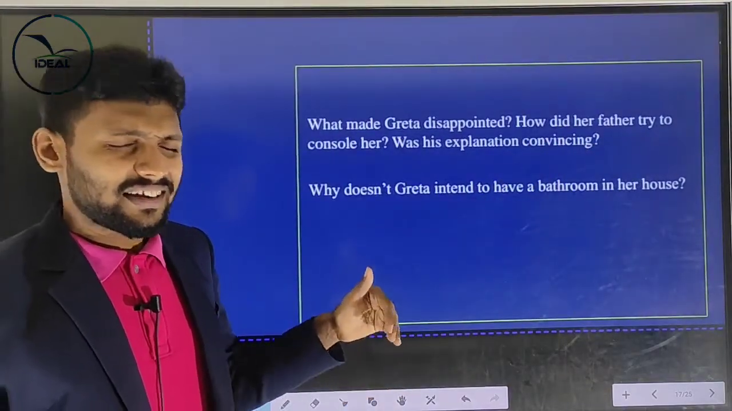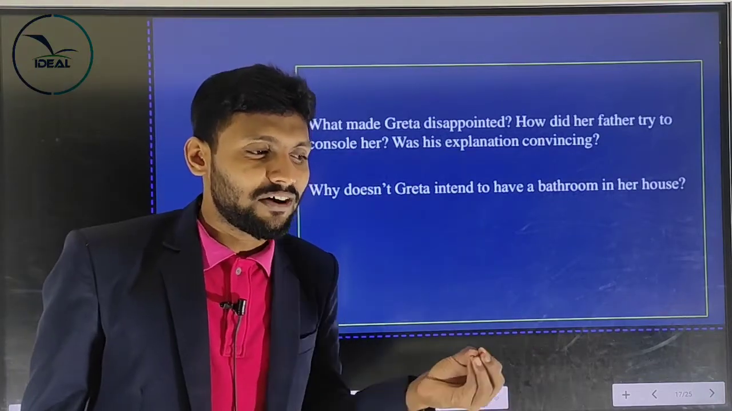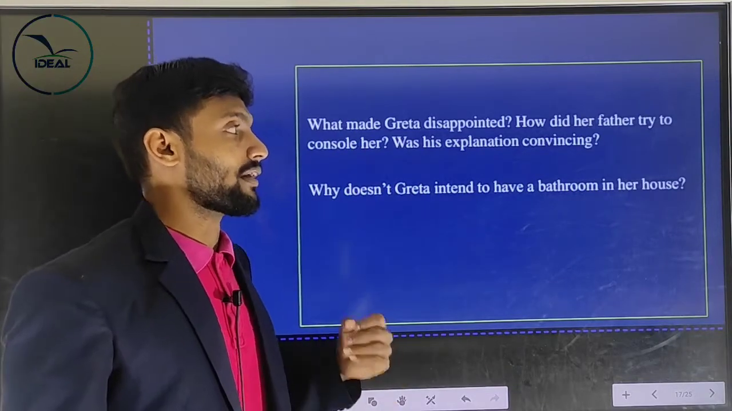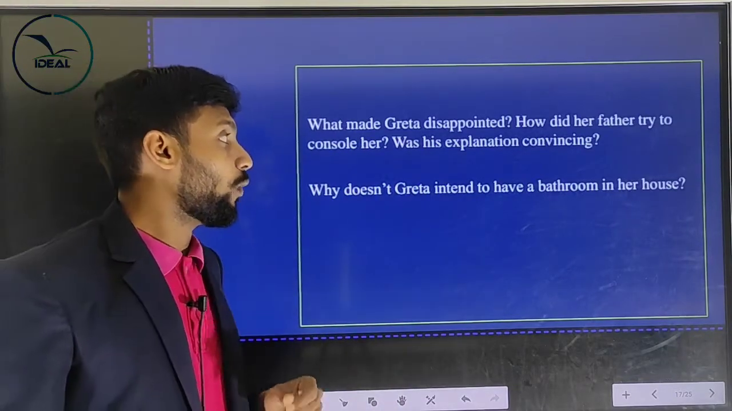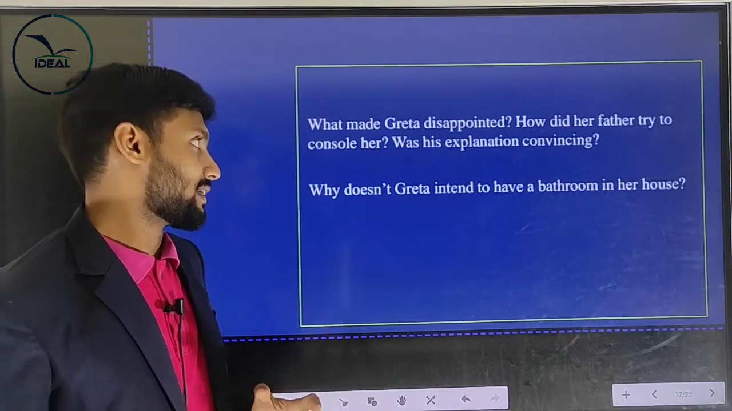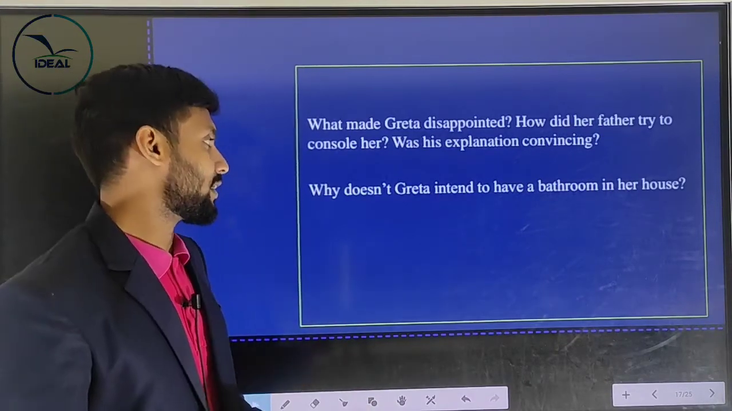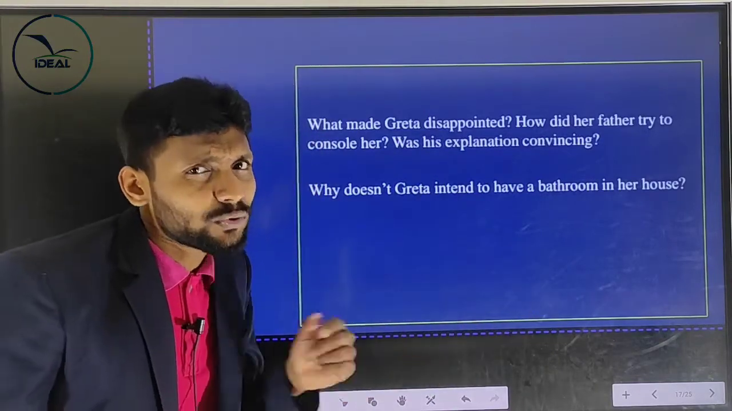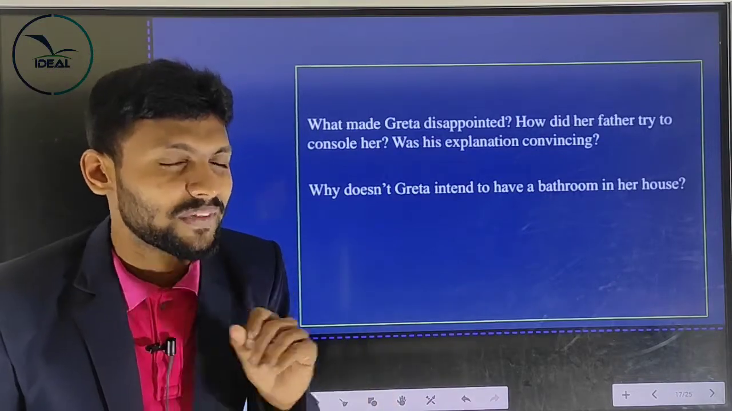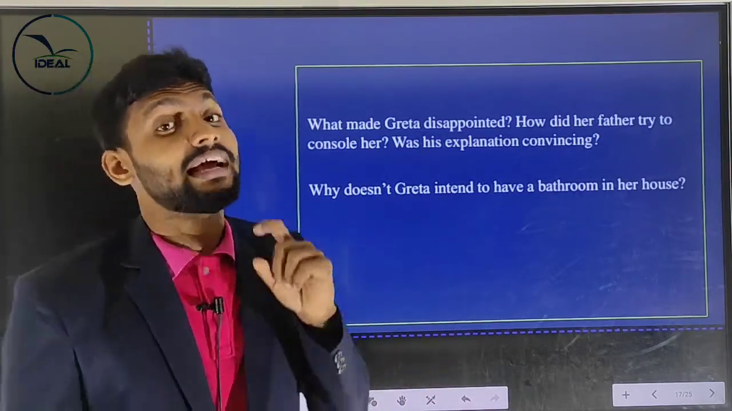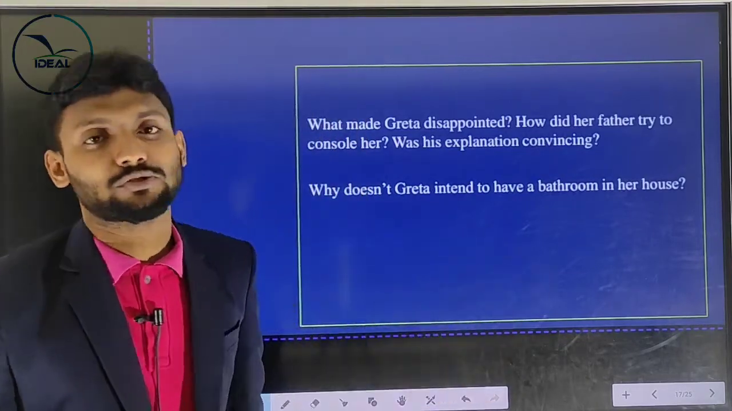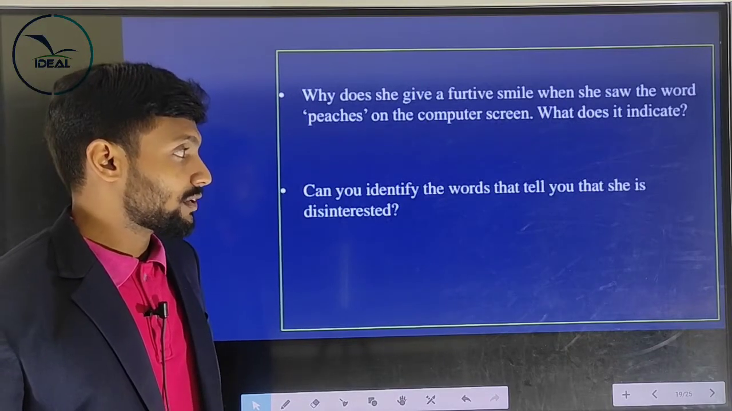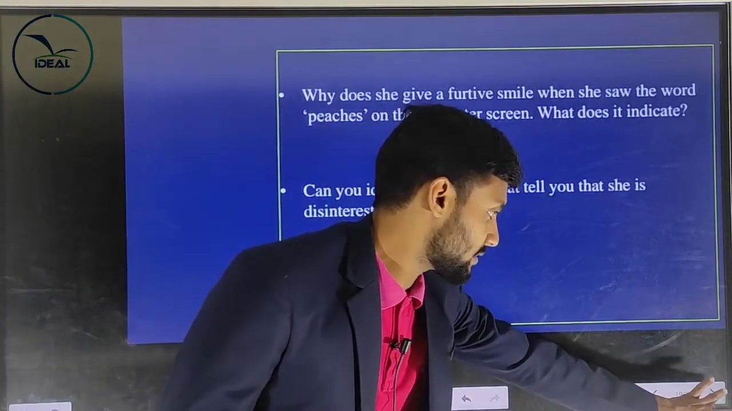Here, the father said, after making some programs, you just click there. Look at the questions. What made Greta disappointed? How did her father try to console her? Was his explanation convincing to Greta? Why doesn't Greta intend to have a bathroom in her house? Just try to answer these questions in your notebook. Then you will understand what I said in the chapter. Don't forget to read the text also. Moving to the next part: the word peaches on the computer screen. What does it indicate? Can you identify the words that tell you that she is disinterested?